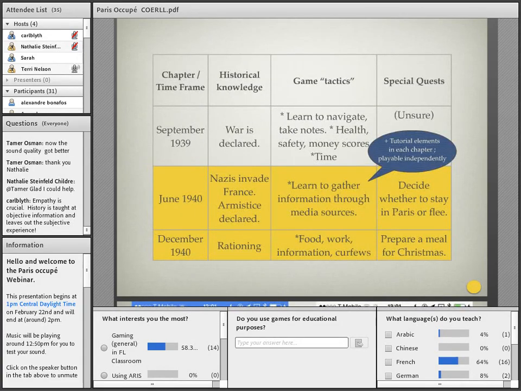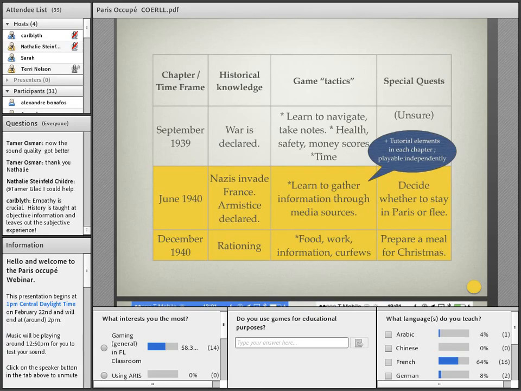So this is a little bit of an outline of the chapters that I've got done, which are in yellow. So the first one that I have is June 1940. That's when the Nazis invade France. And in this particular chapter or this game, the students need to learn to gather information through media sources. There are also a number of tutorial elements in each chapter so they can be played independently. And their special quest is to decide whether to stay in Paris or to leave Paris.